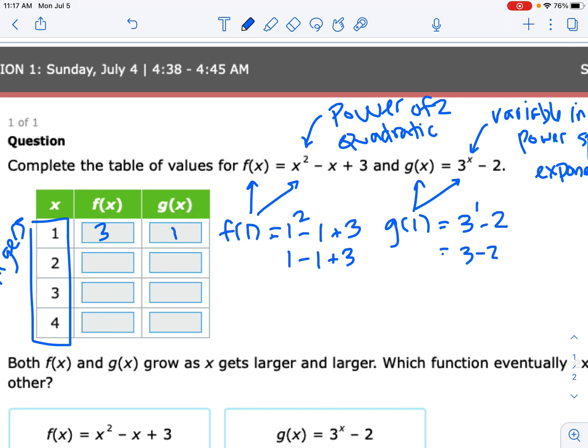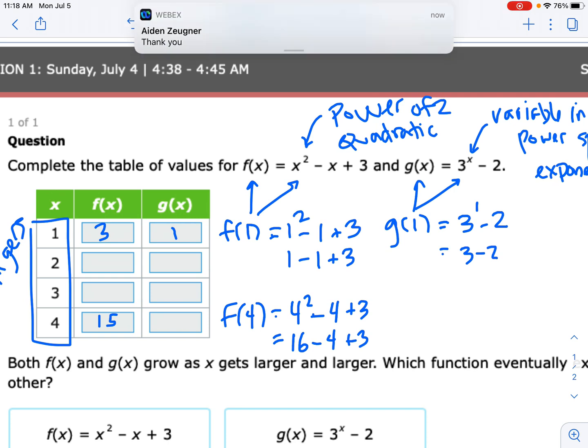Okay, so if I wanted to find, here's a big one, I'm going to find f of 4. Let's see if I can do this in my head. f of 4 is going to be 4 squared minus 4 plus 3. 4 squared, remember, is 4 times 4. That's 16. Minus 4 plus 3. So 16 minus 4, that's 12, plus 3 is going to be 15.